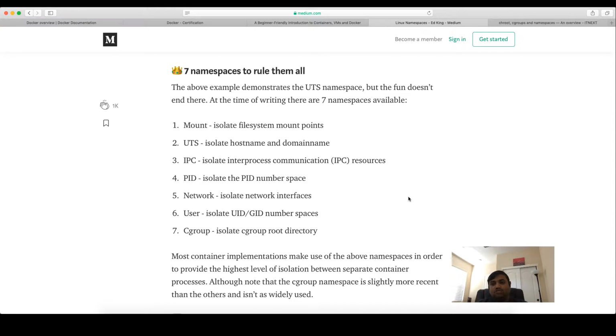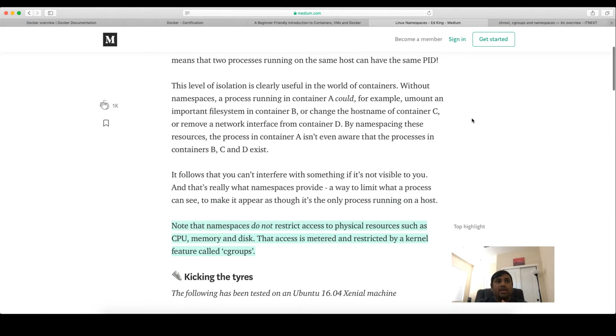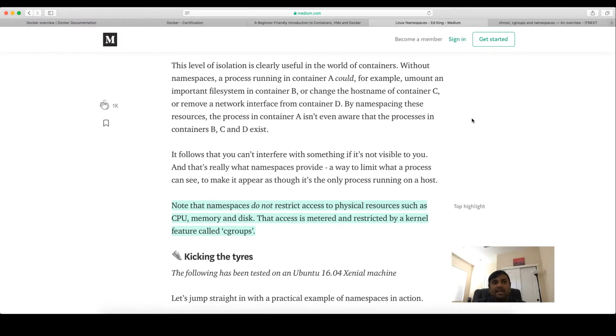Again, I would highly encourage you to spend some time reading through them in greater detail. Now let's quickly understand what cgroup is, because we just learned that namespaces do not restrict access to physical resources. But when you're working with containers or VMs, or Docker per se, we definitely want to restrict some resources, because we don't want a single container to consume all of our CPU, memory, and disk, and starve the rest of the containers. So we need a mechanism in place that can restrict these things, and that's where cgroups come in handy.